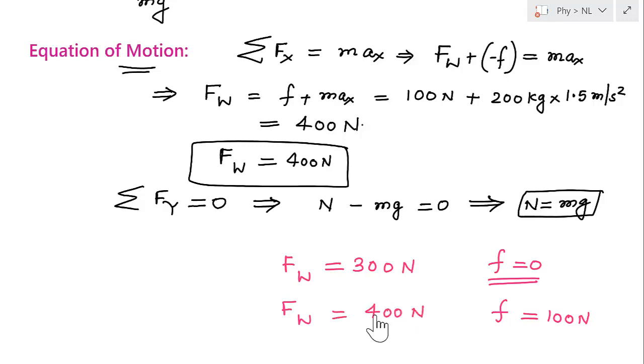This makes sense. If the friction is present, the wind has to apply more force, because some of the force applied by the wind is resisted by the friction. And how much is this resistance? This much resistance is 100 Newton, and that's why the difference between these two forces is 100 Newton. So you see, if you have friction, the wind has to apply more force.